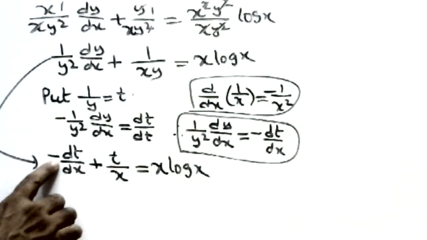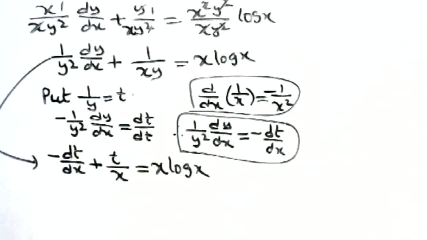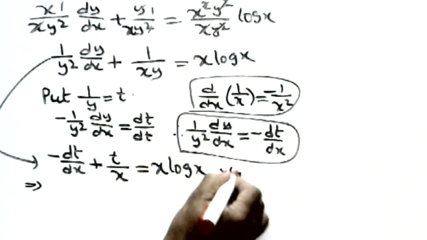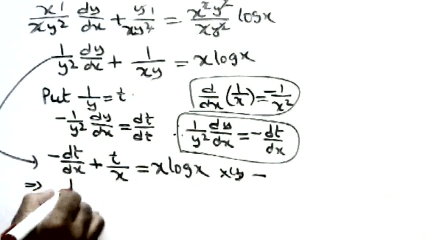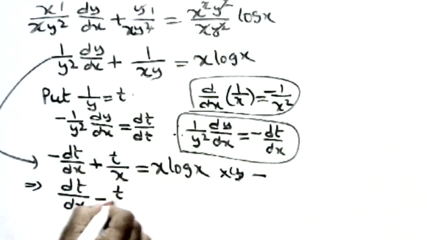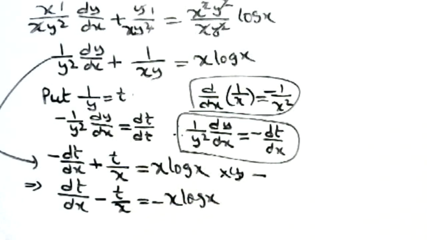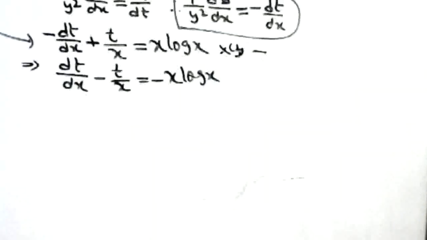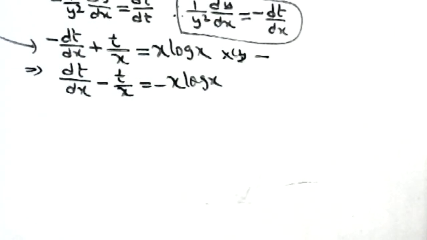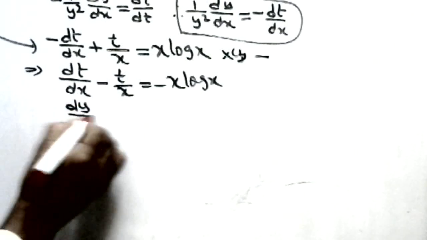Now in this Bernoulli's equation, let us take out the minus from here. To take out minus, multiply each term by minus. So this will become plus dt by dx minus t by x equals minus x log x. Now this becomes a linear differential equation. So we do this procedure using the method of linear differential equation.